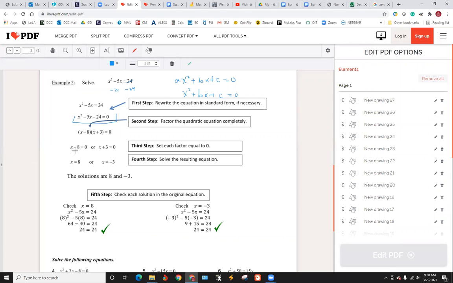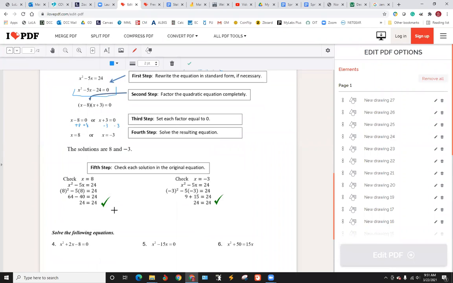So set x minus 8 equal to 0, or x plus 3 equal to 0, and then add 8. So x is equal to 8, or x is equal to negative 3. And then look at the check.